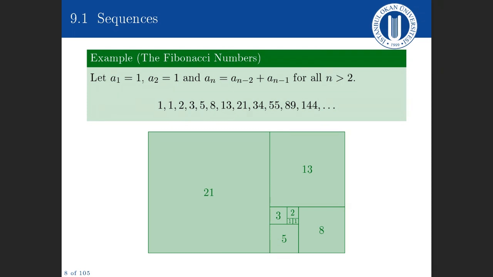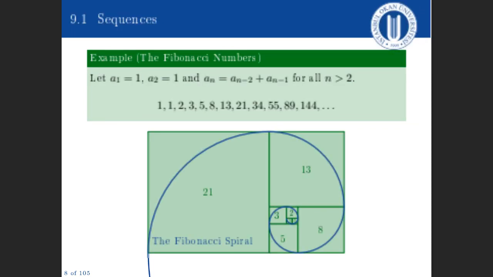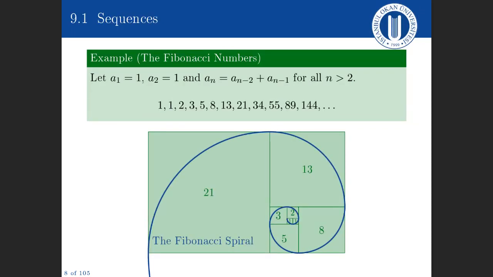Something you may have seen before in artwork is the Fibonacci spiral. If we draw a quarter of a circle inside each one of these squares, like this, and match them up, we get a spiral which is called the Fibonacci spiral.